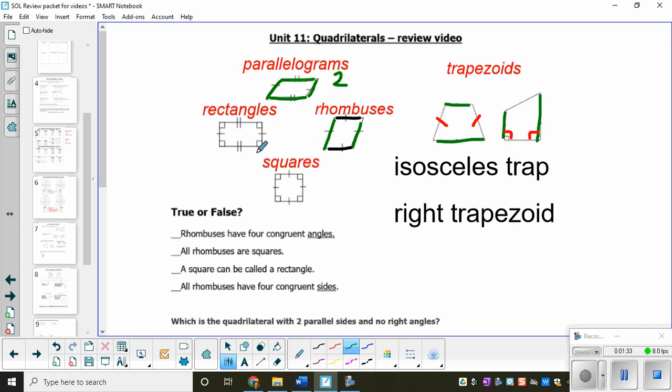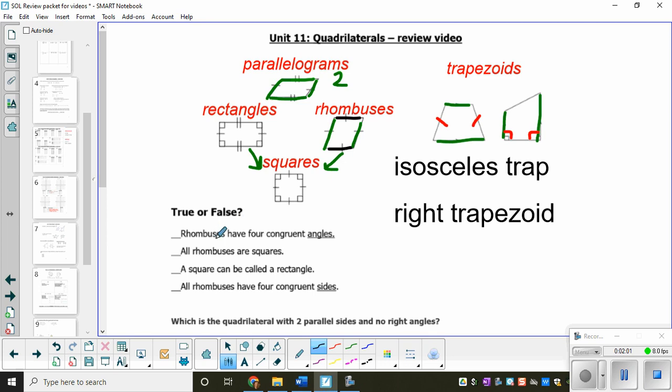Now, if we put both of these two ideas together, the rhombus and the rectangle, now we've made a square. The reason is because the four sides are congruent, which matches a rhombus, and now we have four right angles, which matches the rectangle. So a square is a type of rectangle and it's a type of rhombus. Now, when we look at these true-false questions, it's basically true if the shape is under the other shape. It is a false statement if it's not underneath it.